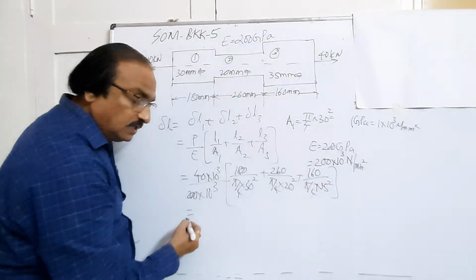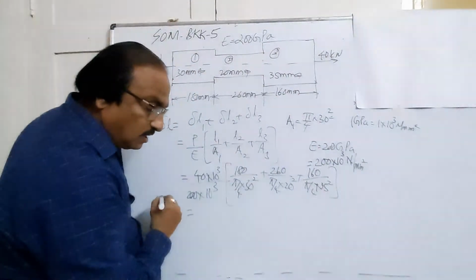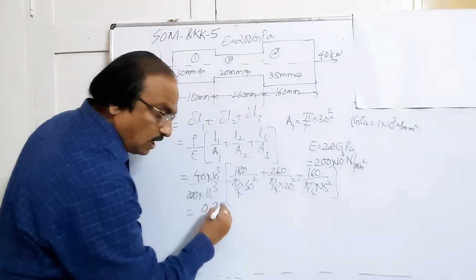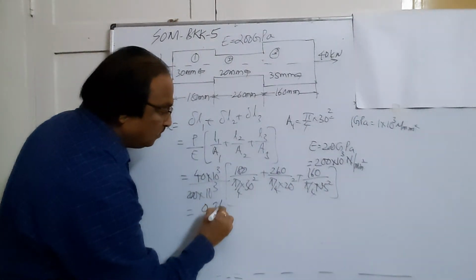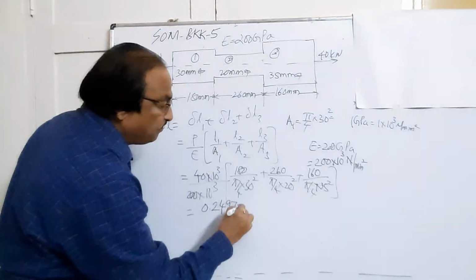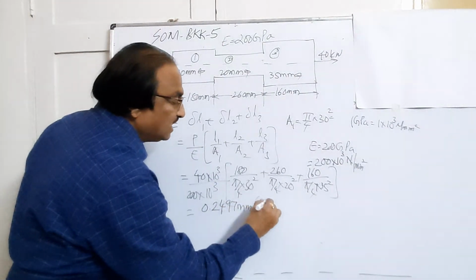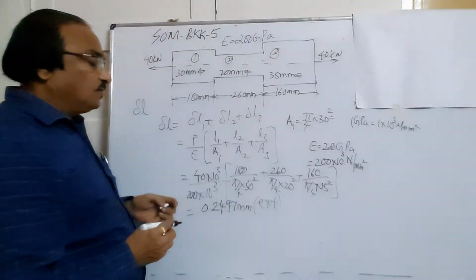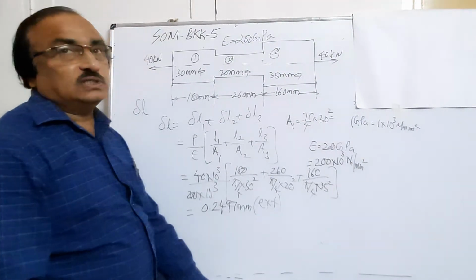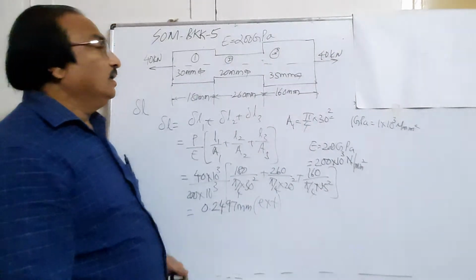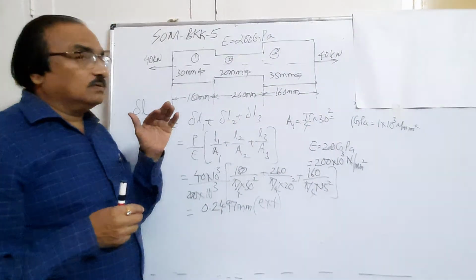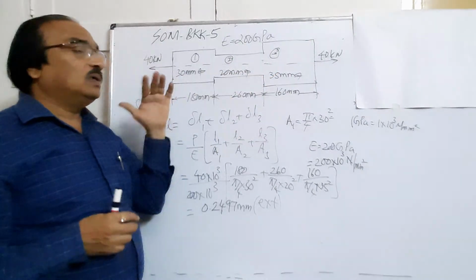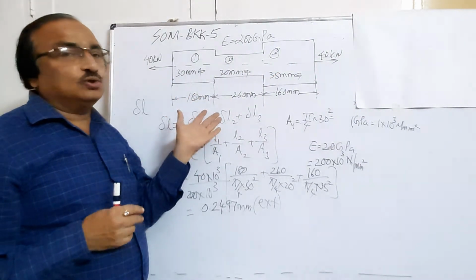If you simplify this, you get the total elongation as 0.292497 mm. It is positive, meaning it is extension, elongation. So this is the way you will be handling composite sections. Now the thing we are seeing here is, in all the three portions the load acting is the same, so there will be no change for you.